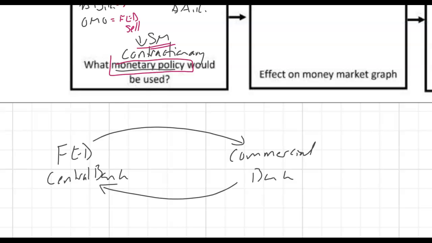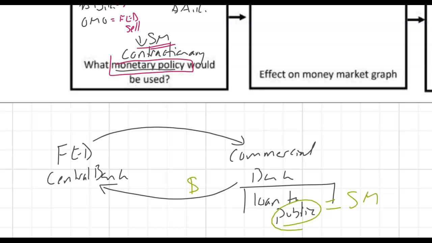So if we're doing contractionary, again, the commercial banks, they are the ones who loan to the public. And again, supply of money is money available to the public. So a contractionary is pulling money away, we'll do that in green because it's funny, pulling the money away from the commercial bank, because then that means they can't loan it out towards the public, because supply of money is available to the public, okay, in different ways.